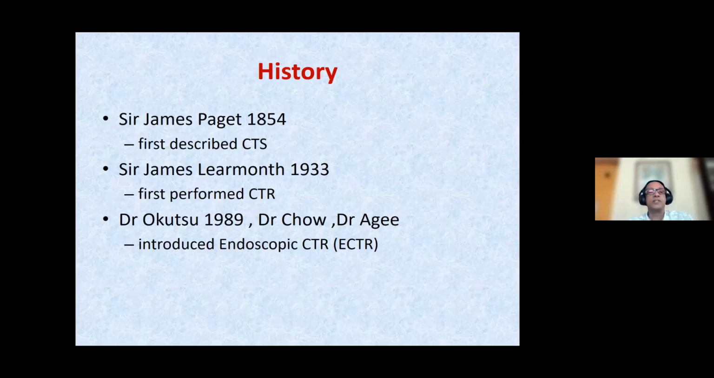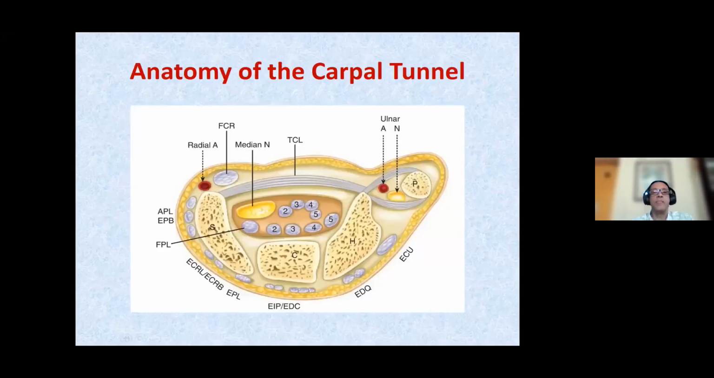Carpal tunnel syndrome was initially coined by Sir James Paget way back in 1854. It was almost after about 8 decades that the first carpal tunnel release was performed. Subsequently there have been advances, and somewhere in the late 80s, the endoscopic carpal tunnel release came into being by Dr. Okutsu, and there have been certain finer refinements also in that.